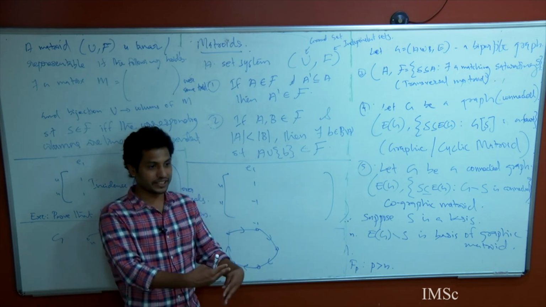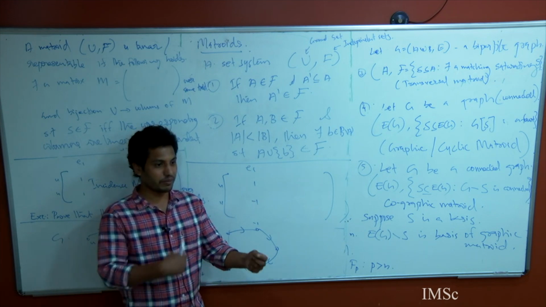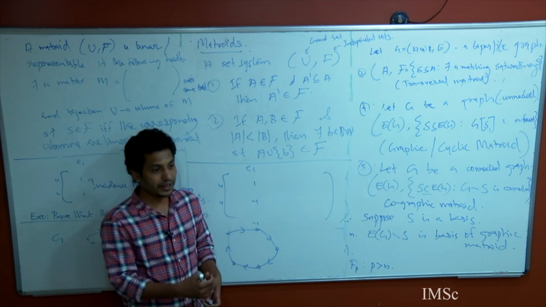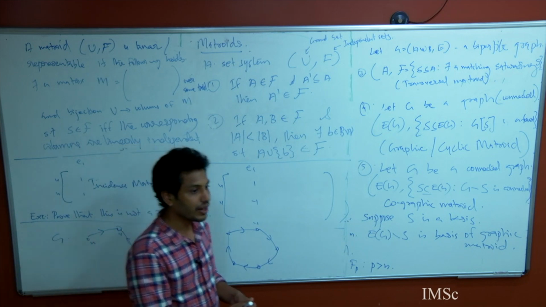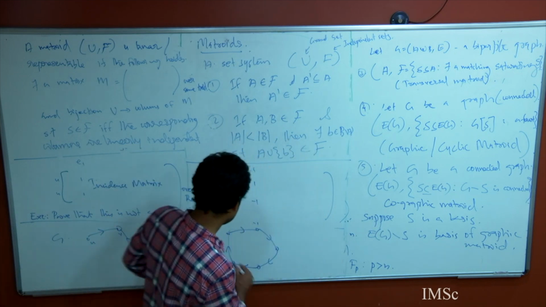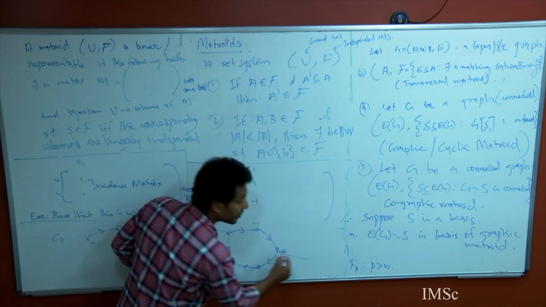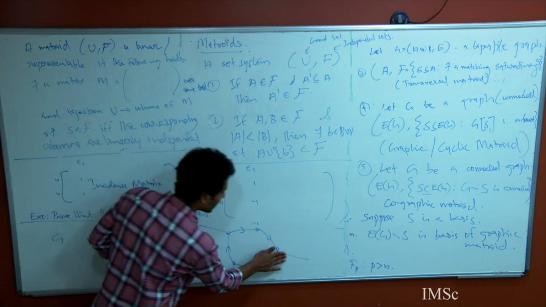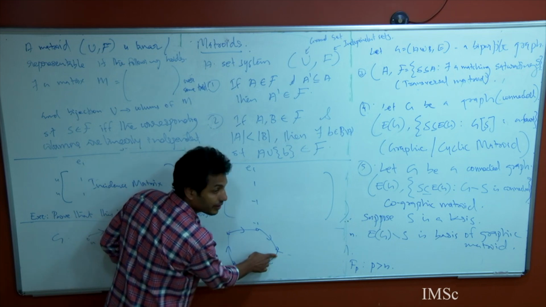What does reorientation mean? Reorientation means you are multiplying with minus 1. Okay, that is maybe a good way of thinking. So suppose there are two paths from vertices in this cycle. Take two vertices, okay, and then there are two paths.